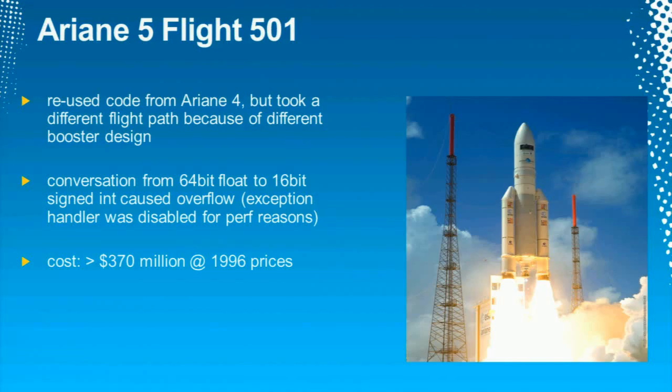The European Space Program had a famous example here where they had a divide overflow. They reused some code from Ariane 4. This is Ariane 5, had a different flight path, basically resulted in a divide overflow, which caused the entire rocket ship to explode. So that's $370 million in 1996 prices.